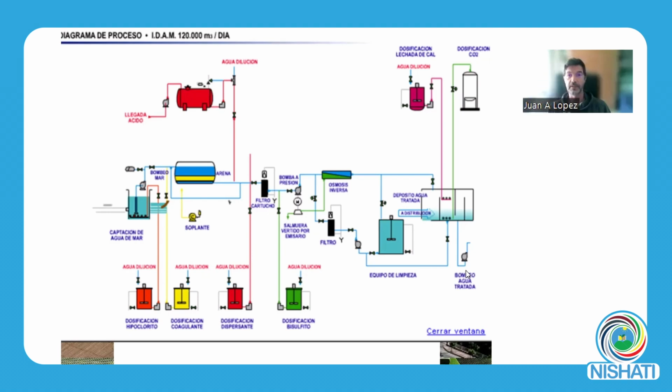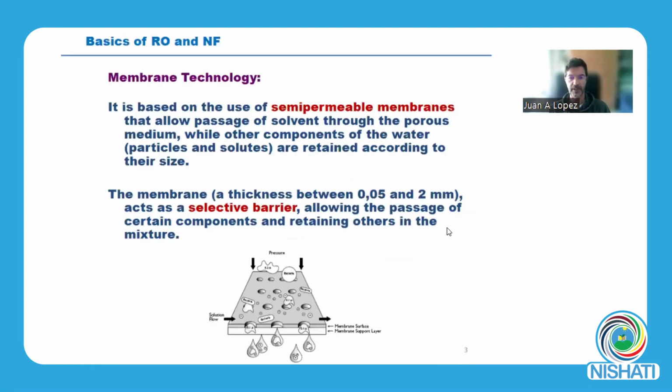Users in Spain can be the cities, the people, but also the crops. There are some huge desalination plants in Spain just for irrigation, and the farmers pay the cost of the treatment. Okay, so let's start from the very beginning.